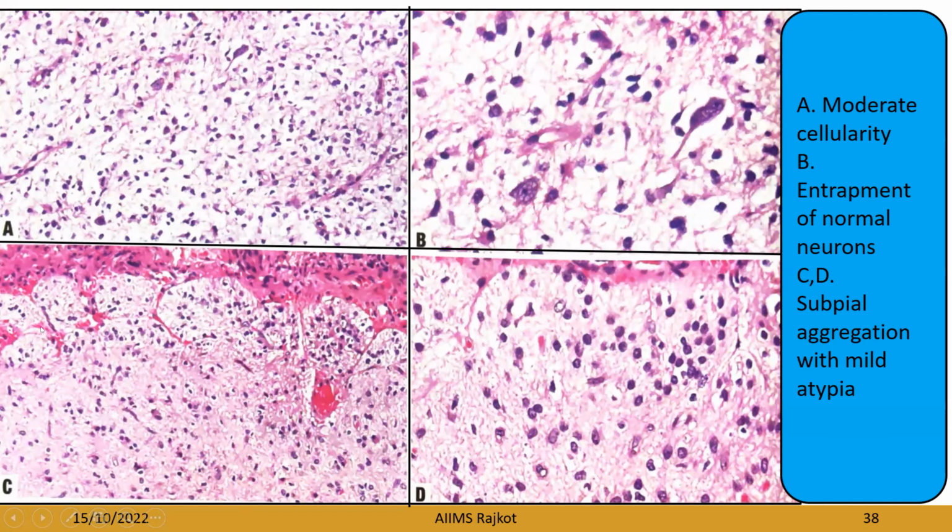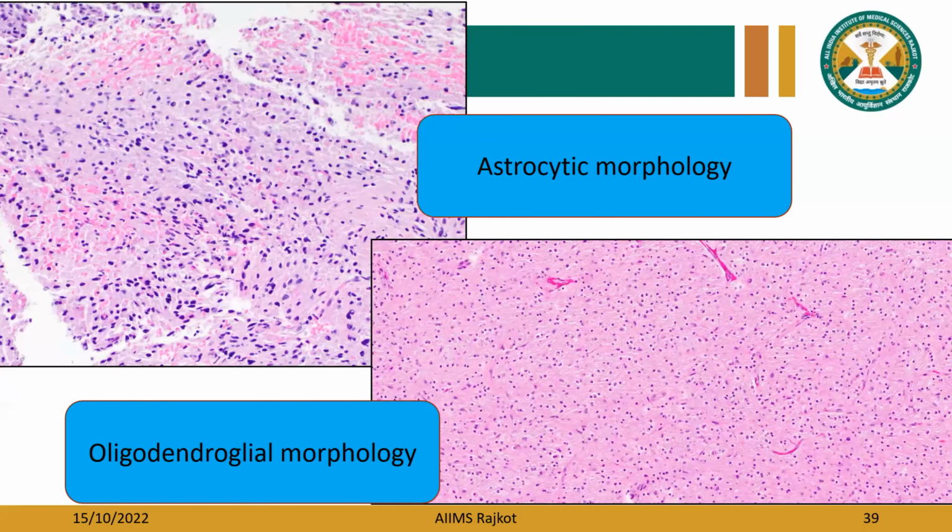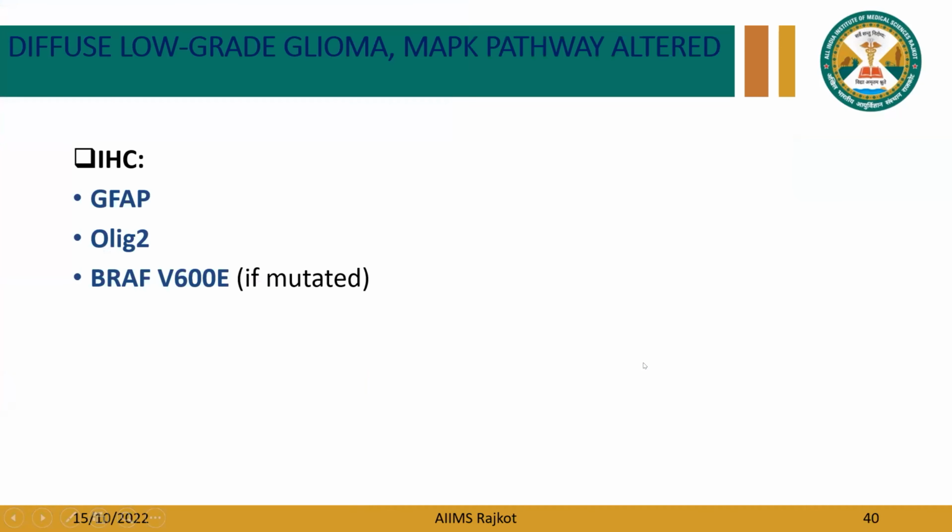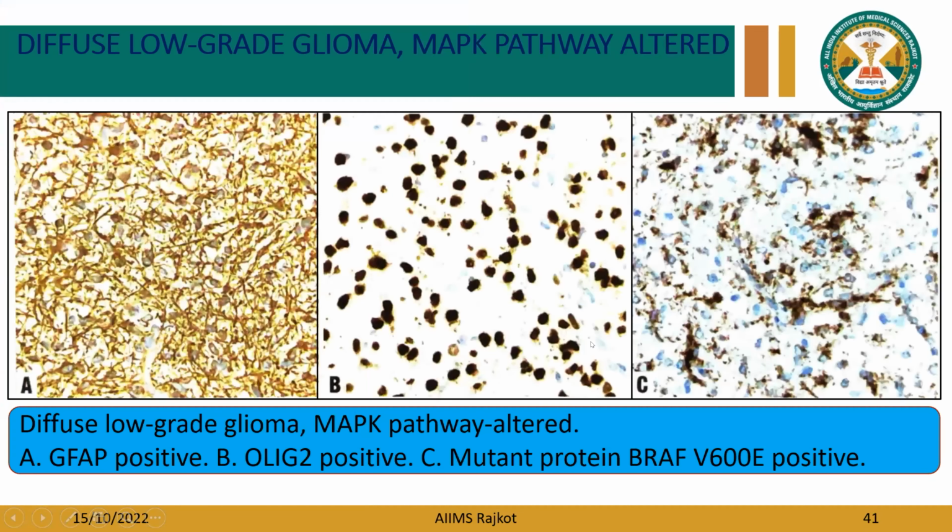So here morphology shows moderate cellularity in image A. Image B is showing a few entrapped neurons, and images C and D are showing subpial aggregation of the tumor cells. Here you can see the tumor showing two different types of morphology. Sometimes it can show astrocytic morphology when it is associated with BRAF mutation, and it shows ODG-like morphology. Next. So on IHC, GFAP, OLIG2, and BRAF are positive. The corresponding image is showing positive GFAP, OLIG2, and BRAF on IHC.